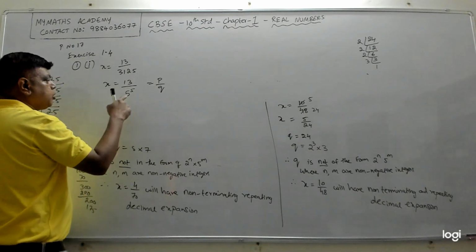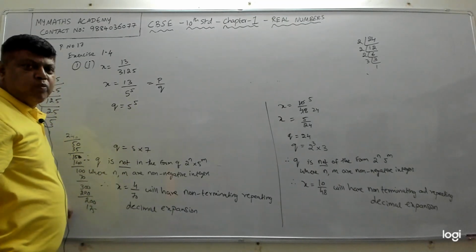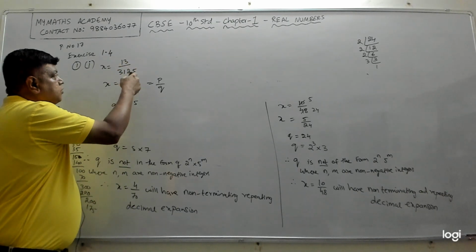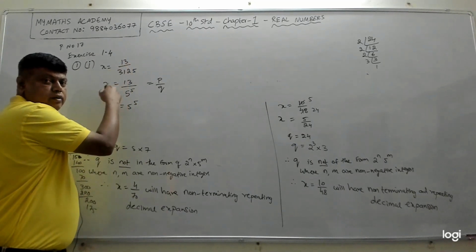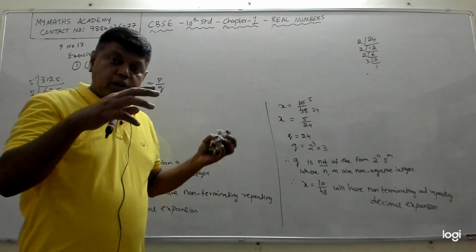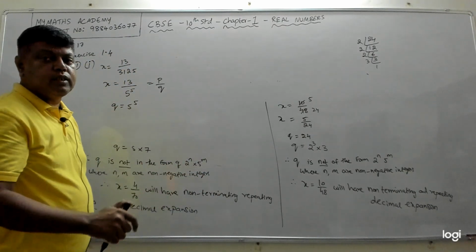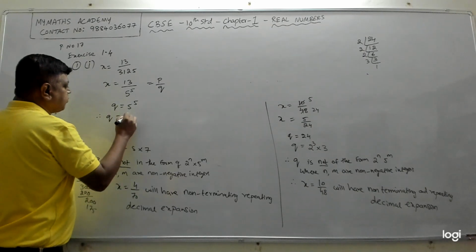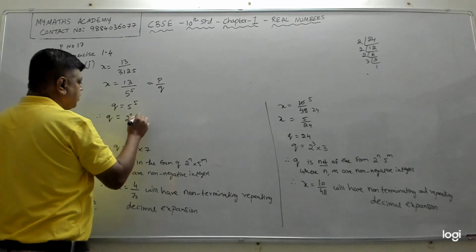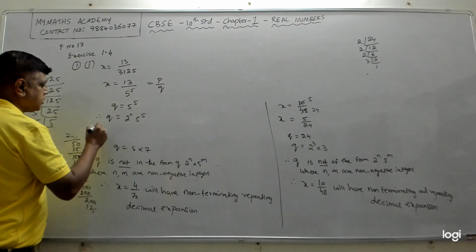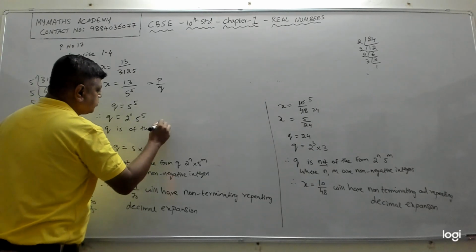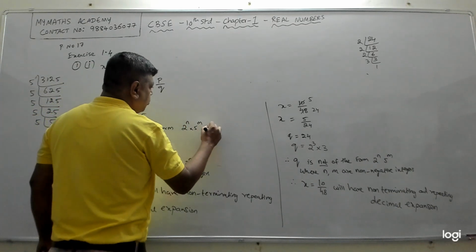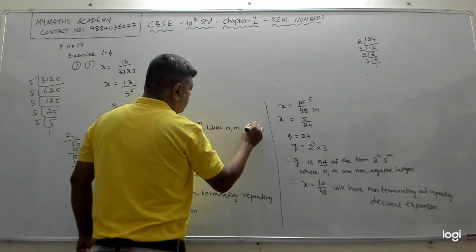Now we should check what q is. q is equal to 5 power 5. Here this is the simplest form, so we can take this as q, which is 5 power 5. Generally, after checking whether we can cancel anything or not, if you can cancel, you have to cancel and then take the simplified form of the fraction as p by q. Then q is 5 power 5. So q can be written as 2 power 0 into 5 power 5. Therefore q is of the form 2 power n into 5 power m, where n and m are non-negative integers.